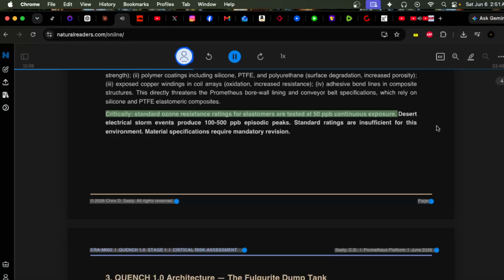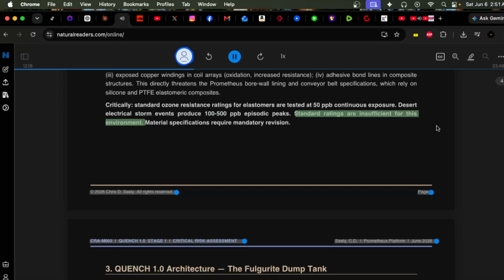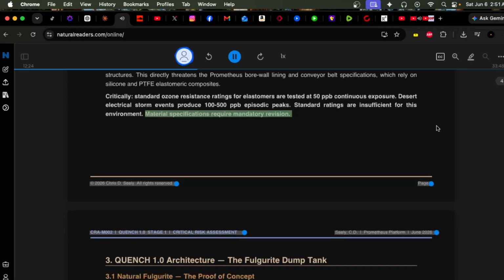Critically, standard ozone resistance ratings for elastomers are tested at 50 ppb continuous exposure. Desert electrical storm events produce 100 to 500 ppb episodic peaks. Standard ratings are insufficient for this environment. Material specifications require mandatory revision.